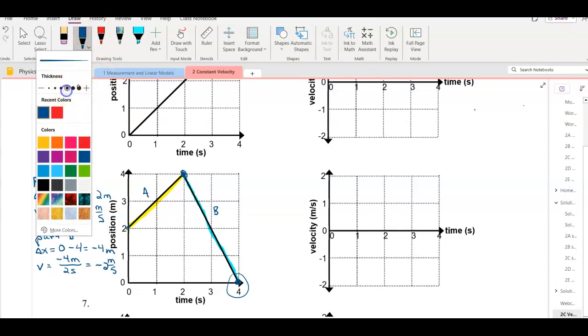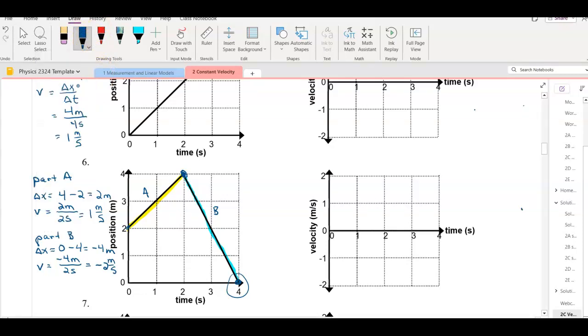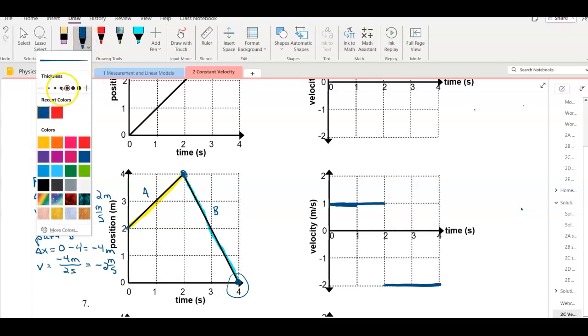Okay, so when we go to do the velocity versus time graph, for the first 2 seconds, the velocity was +1. It was moving at 1 meter per second in the positive direction. But for part B of the trip, it had a velocity of -2 because it was moving 2 meters down, or in the negative direction, every second for those 2 seconds.